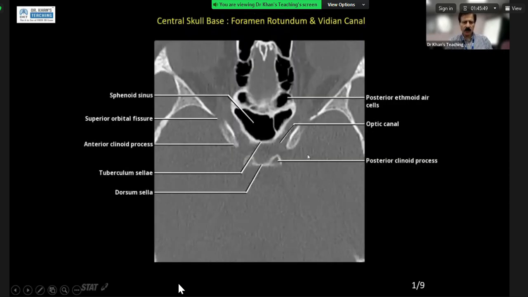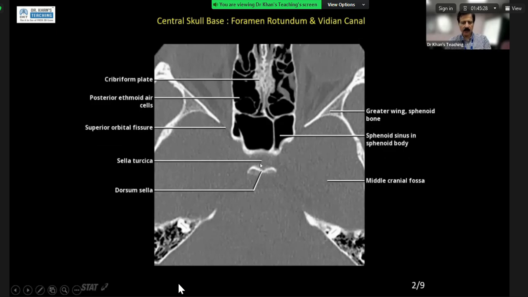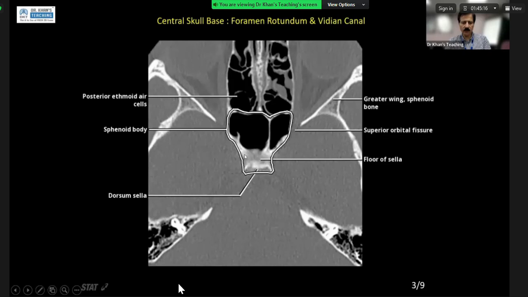Now, the foramen rotundum and Vidian canal on an axial slice. So you remember, this is the posterior clinoid, and this is the anterior clinoid. Just medial to that will be the optic foramen, and this will be the optic canal. This is the superior orbital fissure. Now, we are going inferiorly. So now the posterior clinoid passes the pituitary fossa. The sphenoid sinus has come into view, the superior orbital fissure. We are going more inferiorly.